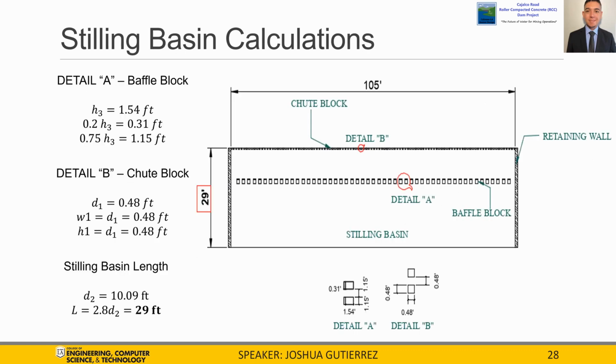We started our sealing basin design by determining some parameters and formulas that pertain to our water's characteristics before and after the hydraulic jump. This allowed us to calculate the dimensions for the baffle blocks and the chute blocks, which can be seen in details A and B. We also determined the length of the sealing basin, which is about 29 feet.